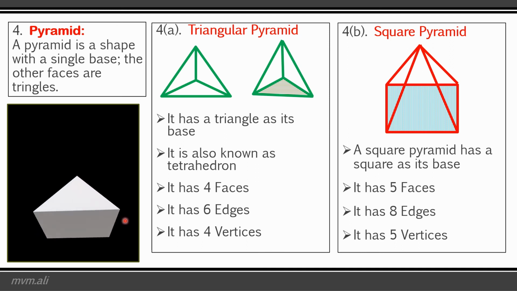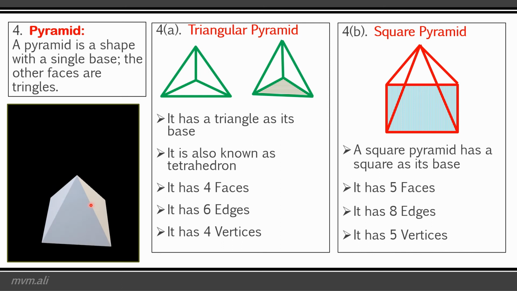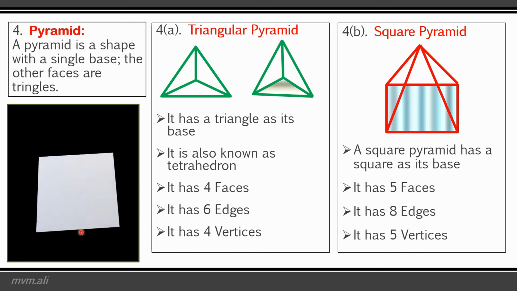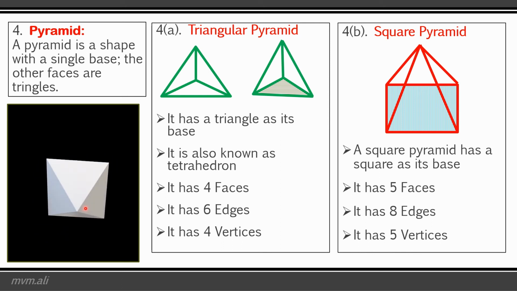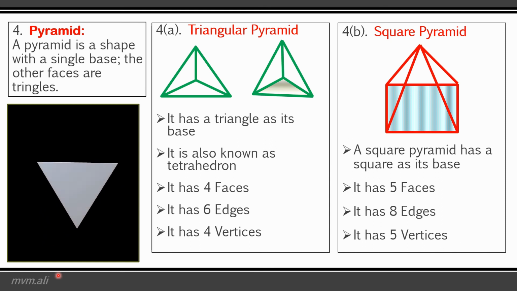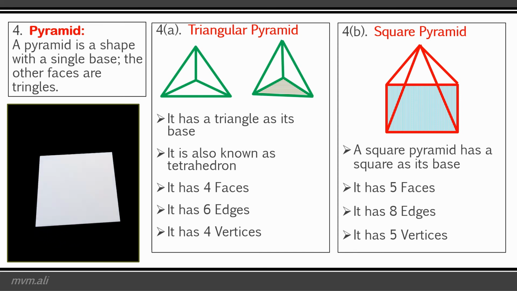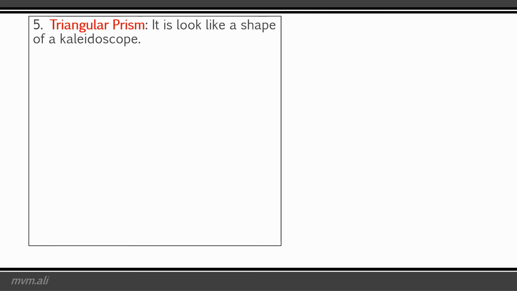Okay, here you can see this is a square pyramid. This is the base surface and you can see 4 side surfaces which are in triangular shape. Clear? So now let's move to another 3-dimensional shape, that is the triangular prism. We are going to discuss it.